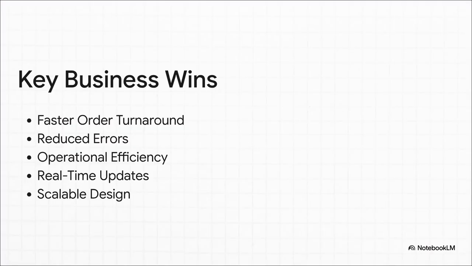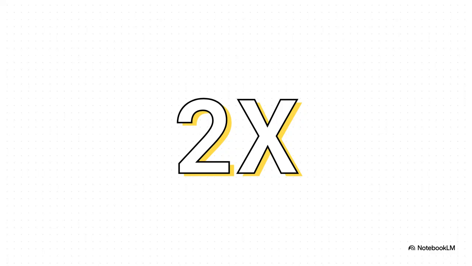Order turnaround gets way faster. Those data entry errors that cause so many problems, they pretty much vanish. And think about the efficiency gain. You're automating a painful, tedious job, and that frees up your people to do more valuable work. And maybe best of all, everyone has real-time visibility, and the whole thing is built to scale as the business grows. In fact, let's just focus on one metric for a second: speed.